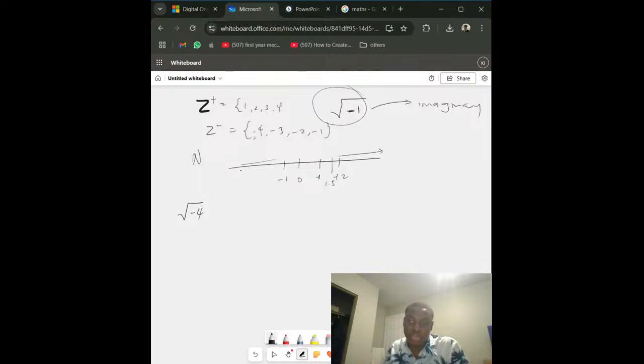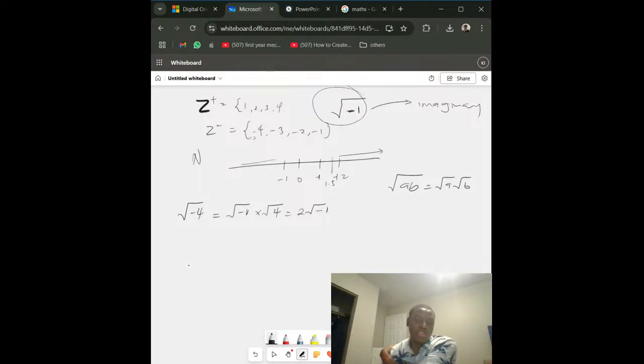Now, remember from your surds, when you have root of A times B, it's basically the same thing as root A times root B. So whenever you have a negative number in the square root, take the negative number outside, take the other number, and then solve it. So this would be root minus 1 times root 4. And you know what root 4 is, right? It will be 2 root minus 1.